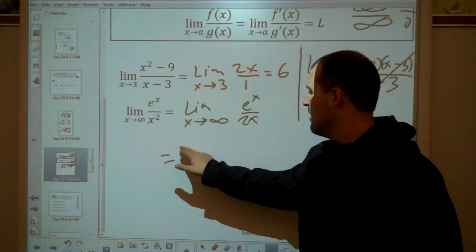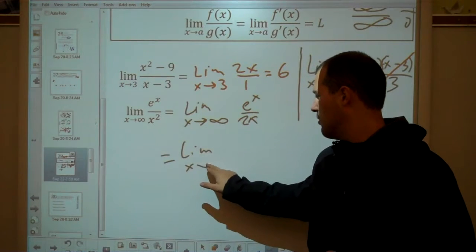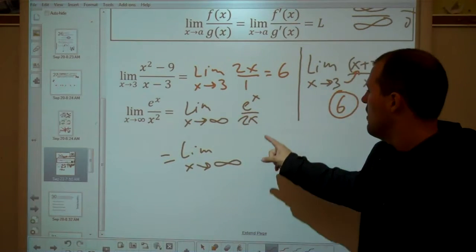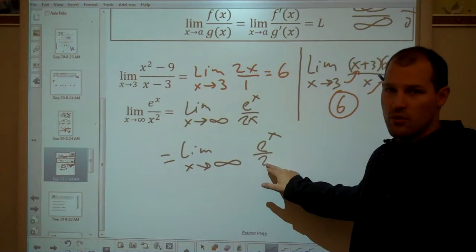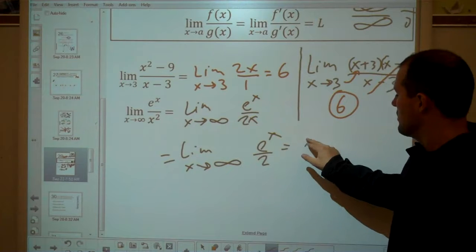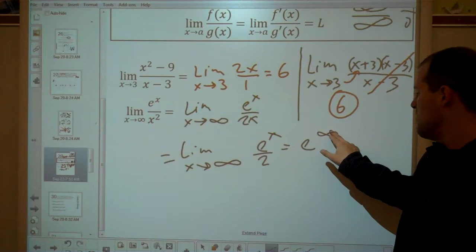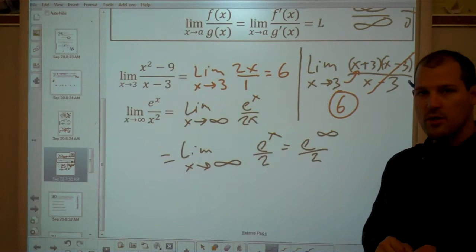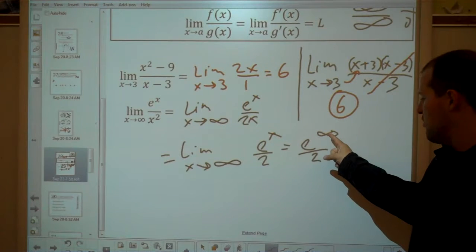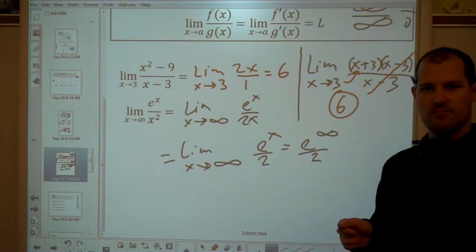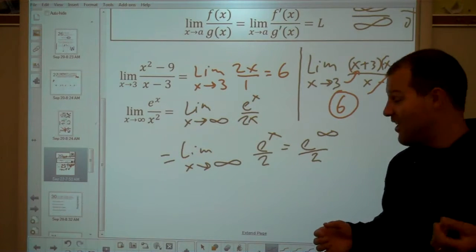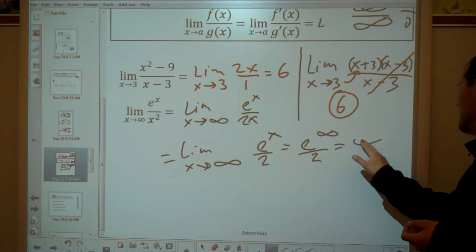Okay, so let's try it. Limit as x approaches infinity. Okay, still its own derivative. This now turns into a 2. When we plug in infinity, it looks like e to something infinitely big over 2. So the only trick to this now is if you take e to infinity, that's infinitely large. When you divide something infinitely large, how big is it? Still infinitely large. Okay, so this is infinite.